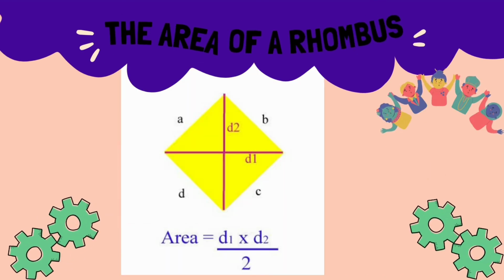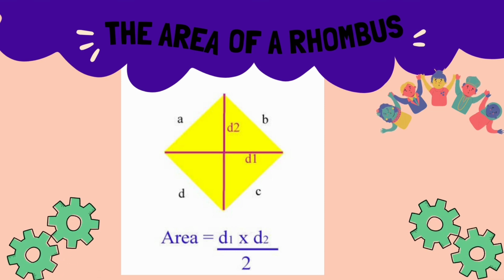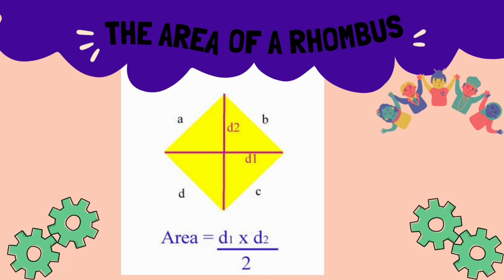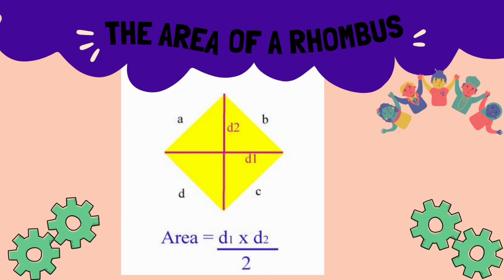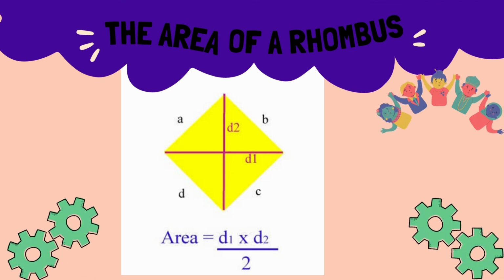In the last part of this class, I'll be teaching you the shape called the rhombus. The area of the rhombus is the multiplication of the lengths of the diagonals divided by 2, which is d1 times d2 divided by 2.